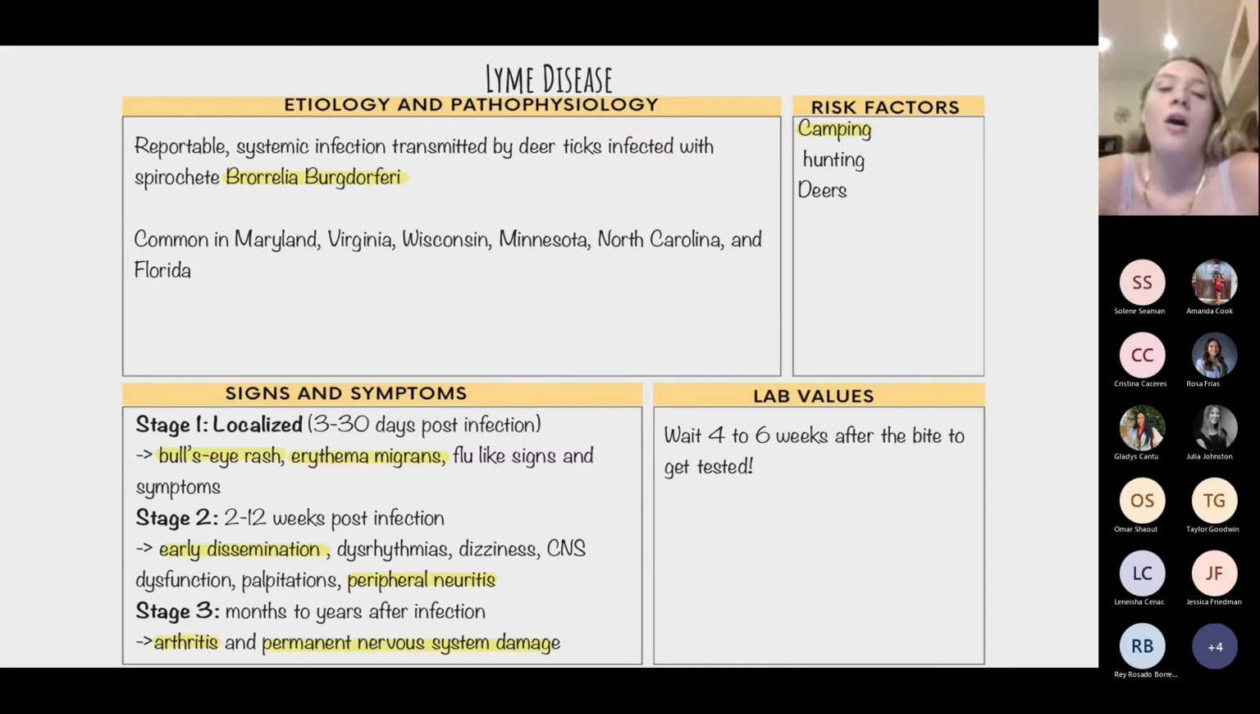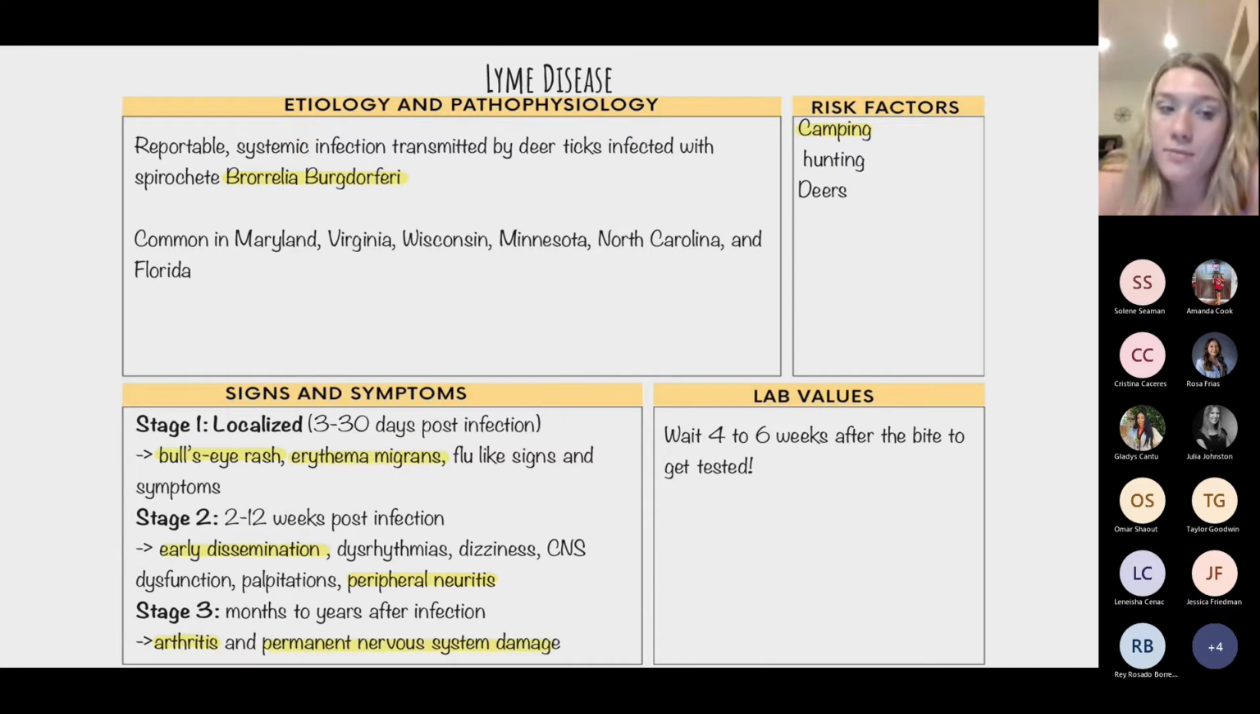So just think all of your tick prevention, people that go camping, people that go hunting, people that maybe have a deer farm, people that are just out and about in wooded areas are at an increased risk for tick bites. Now, not every tick will infect you with Lyme disease, but we do need to be on the alert. There's 3 different stages. Our localized stage happens about 3 to 30 days after being bitten. That's when they have that bullseye rash and some flu-like signs and symptoms.